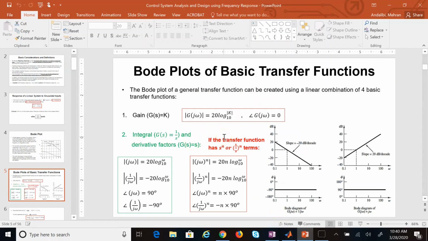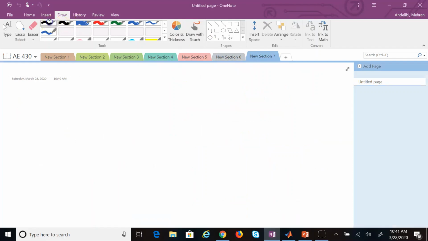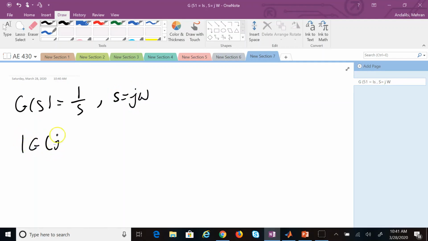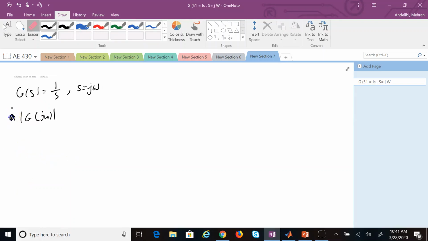Now you might say, what if the system is an integrator or several integrators, right? Multiple integrators. So first, let's look at a simple integrator. What happens to a simple integrator? So if I go back again here, the system G(s) is 1 over s. And if I plug in jω for s, I'm going to get the magnitude of G(jω), of course, 20 log10 of the magnitude of G(jω).